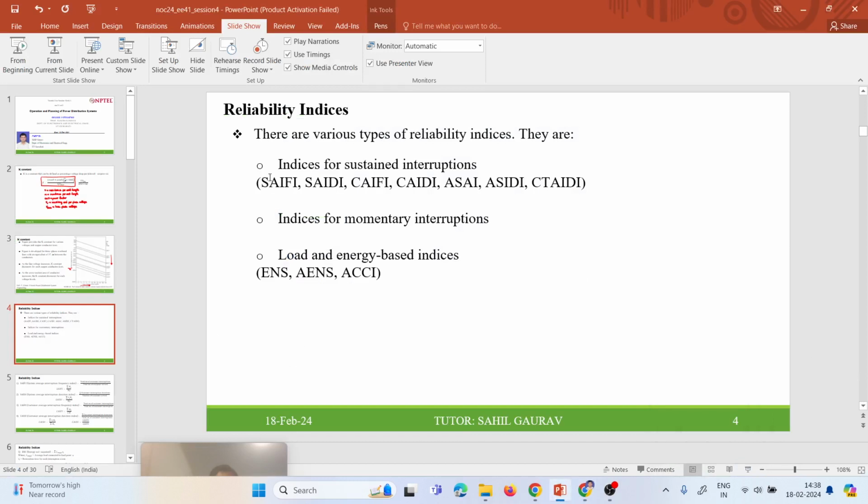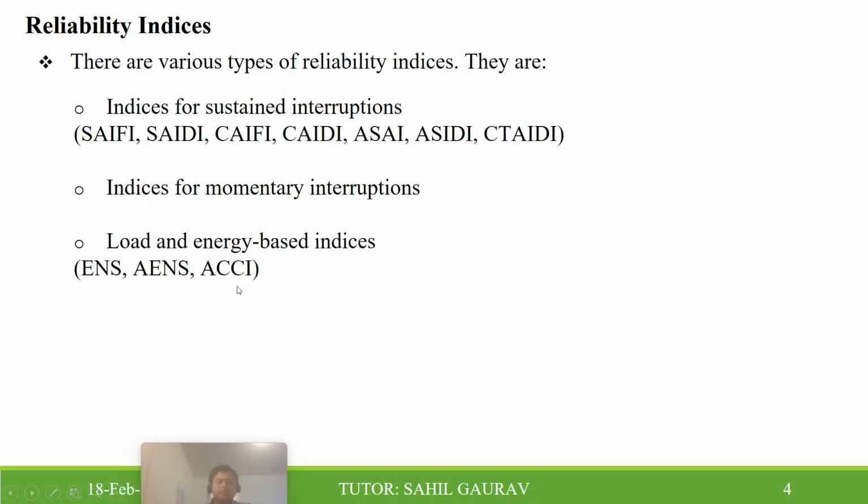So sustained interruption is for longer duration, and momentary interruption is for shorter duration of time. And then we have load energy based indices that include ENS. ENS means energy not supplied. AENS, average energy not supplied. And then ACCI, average customer curtailment index.